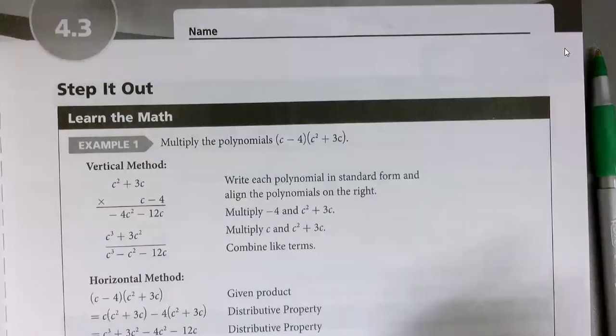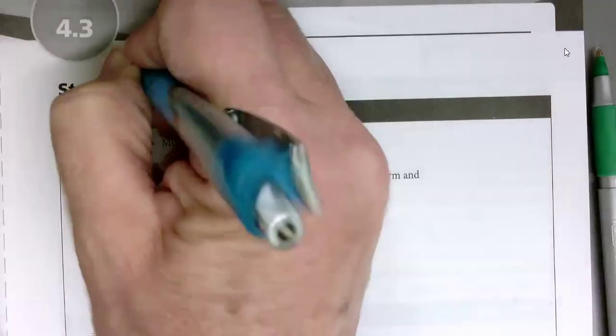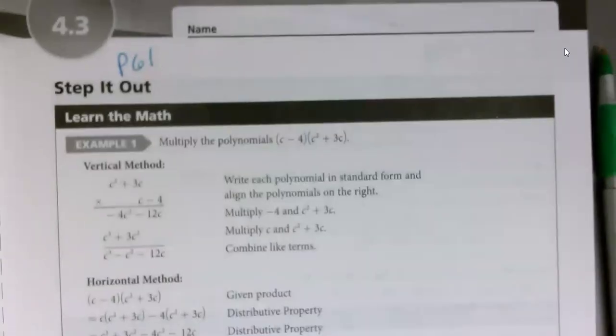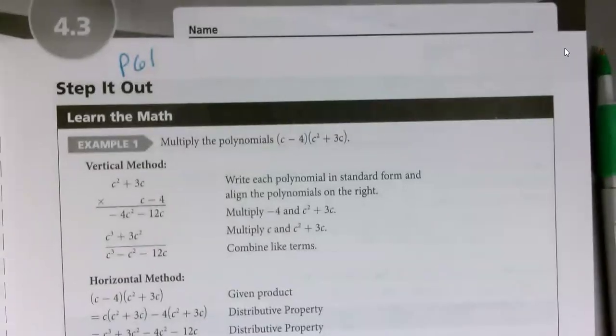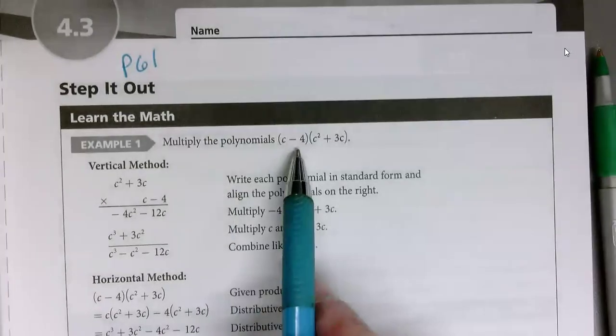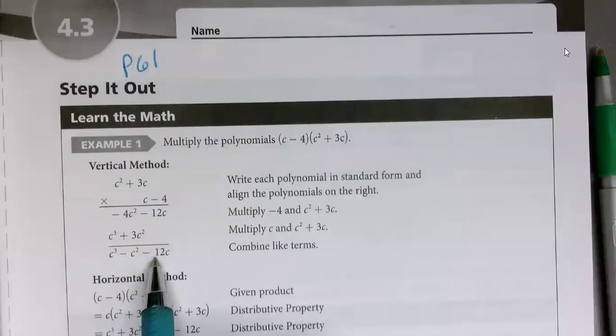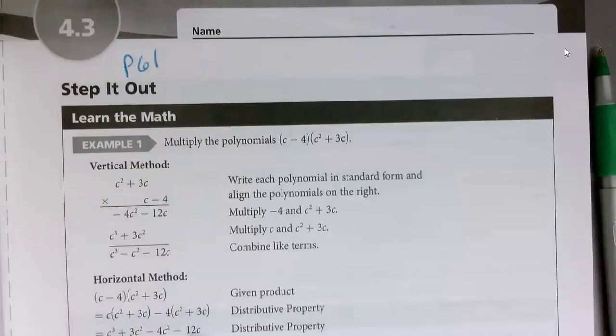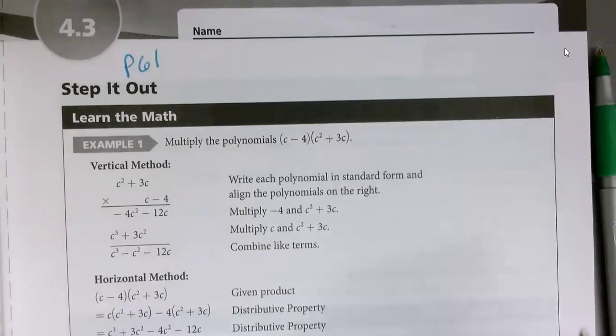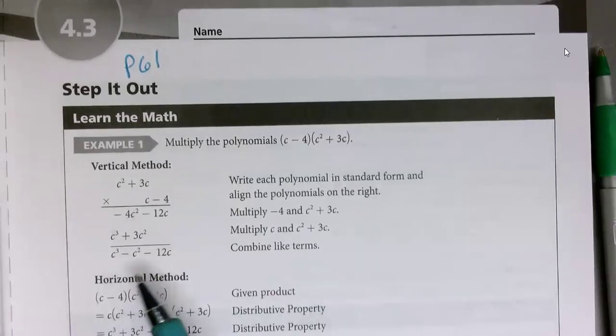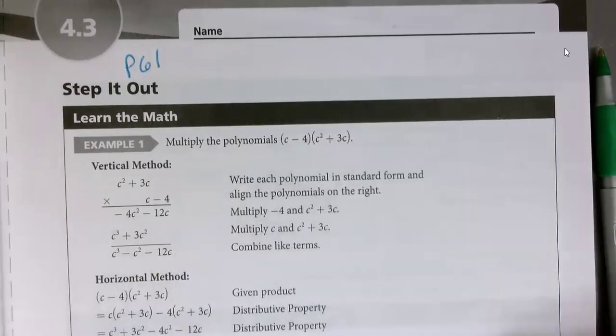Okay, here we are again. So we are on page 61 of the HMH workbook for Algebra 2. It is Module 4, Lesson 3. So we are multiplying polynomials just like we were in our notes. And so they are going to teach us the vertical method and then the horizontal method, and then I'll show you the box method. So I do not enjoy the vertical method, but let me show it to you in case there's anybody out there who loves it.